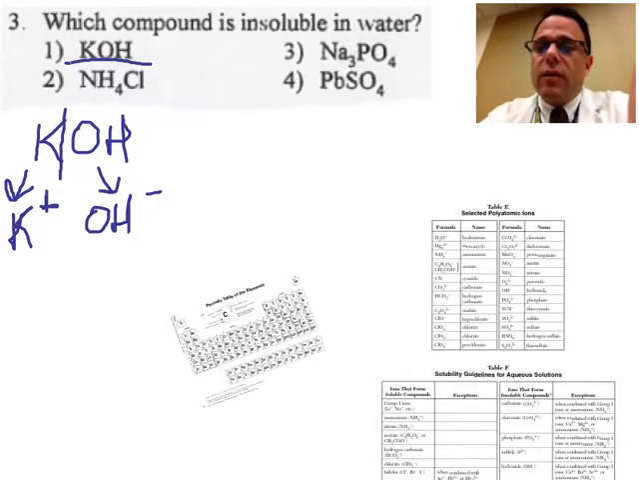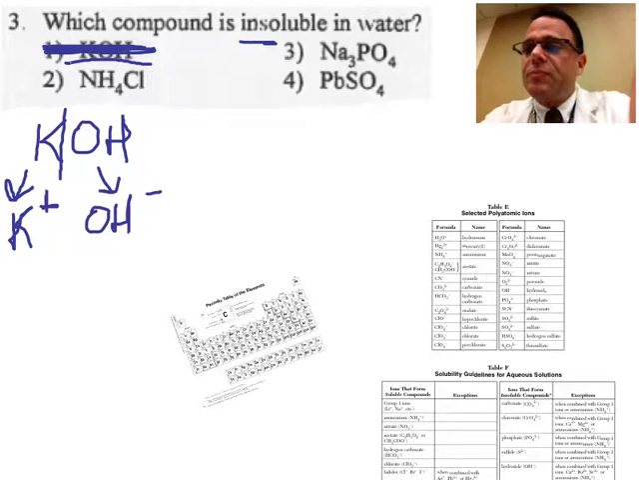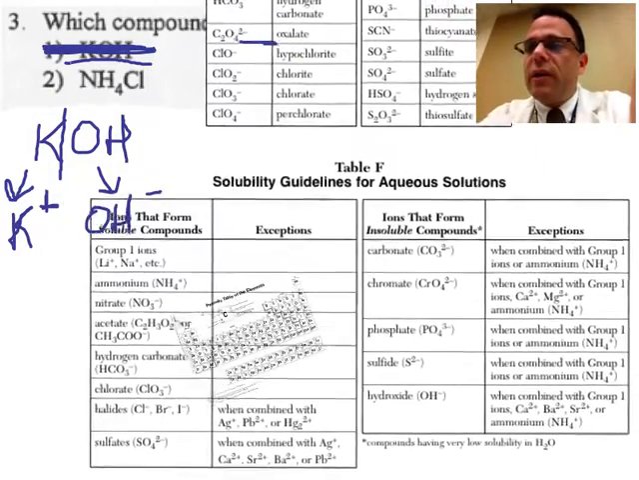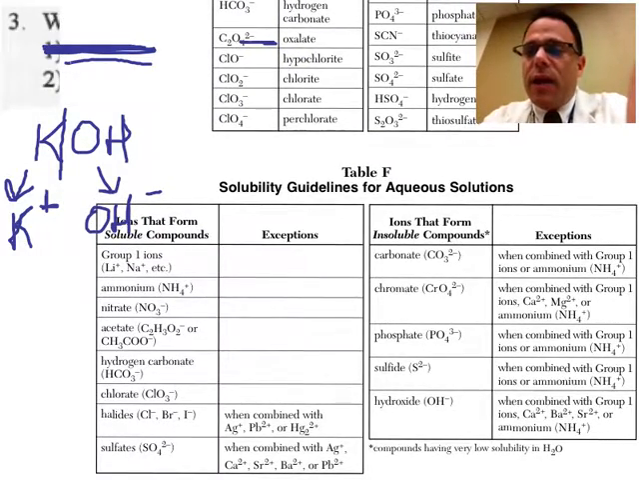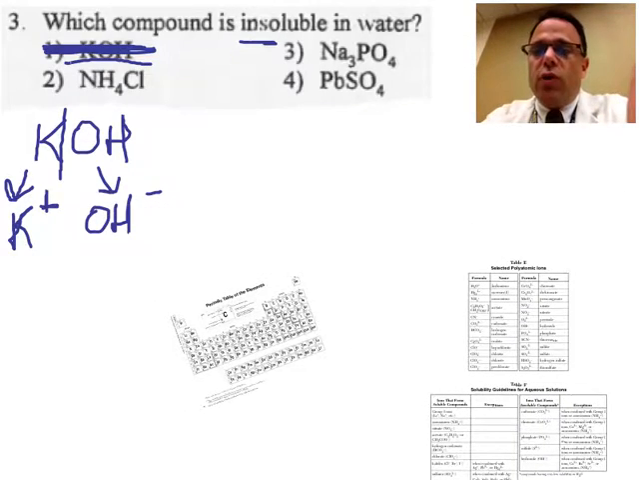Can we choose number 1? Which compound is insoluble? Nope, that's soluble. How about ammonium chloride? Do you see ammonium anywhere on this? Ammonium, there it is. Ammonium is soluble. Are there any exceptions? No exceptions. So, ammonium chloride, soluble. Again, we're looking for insoluble.